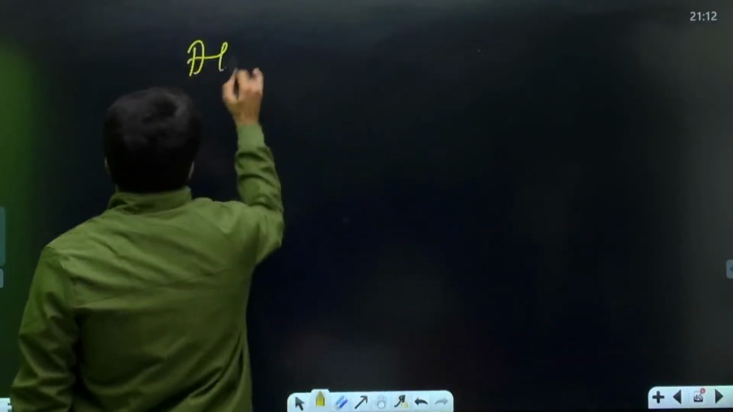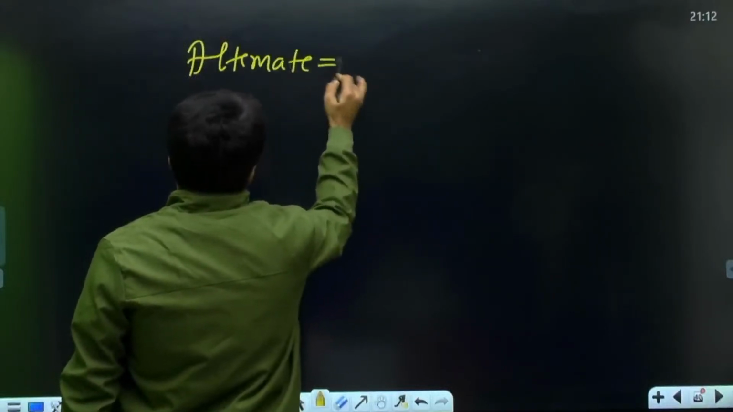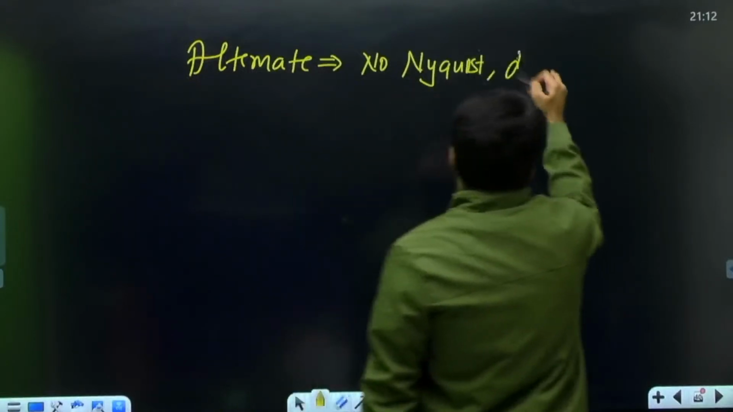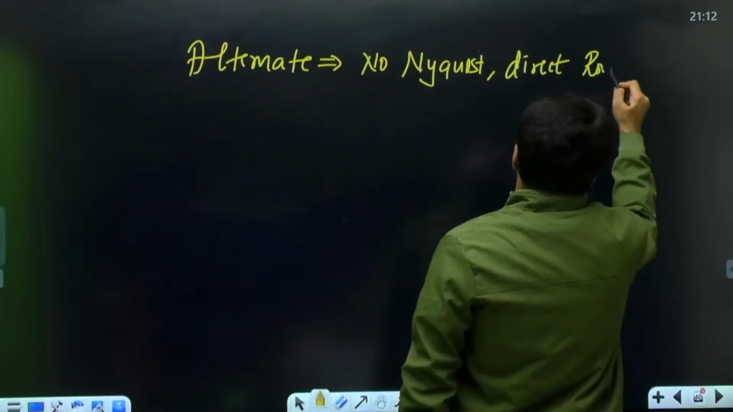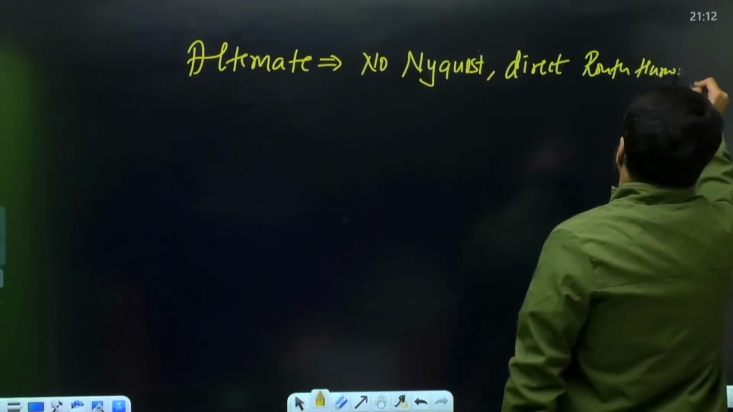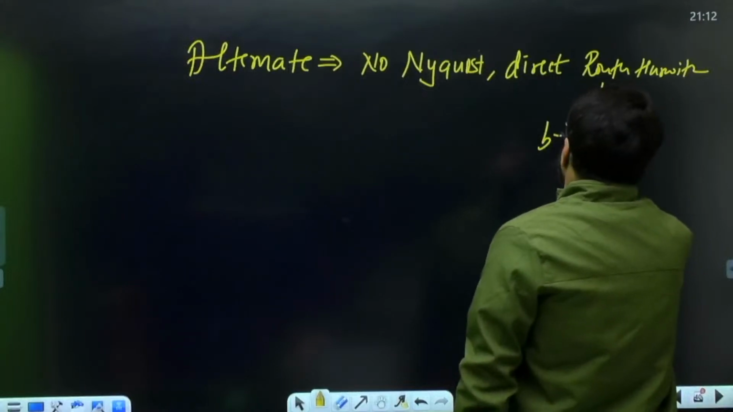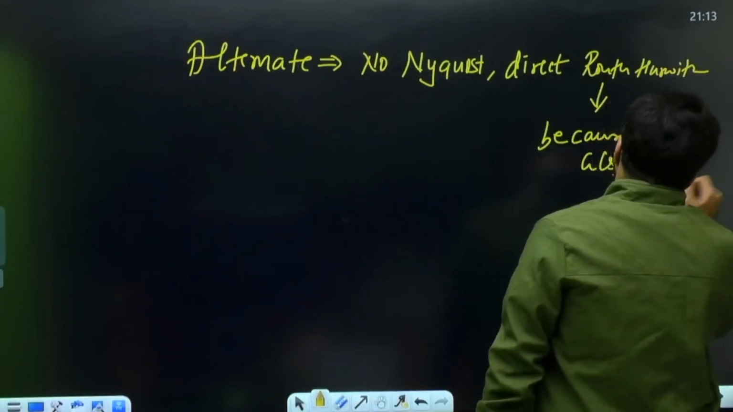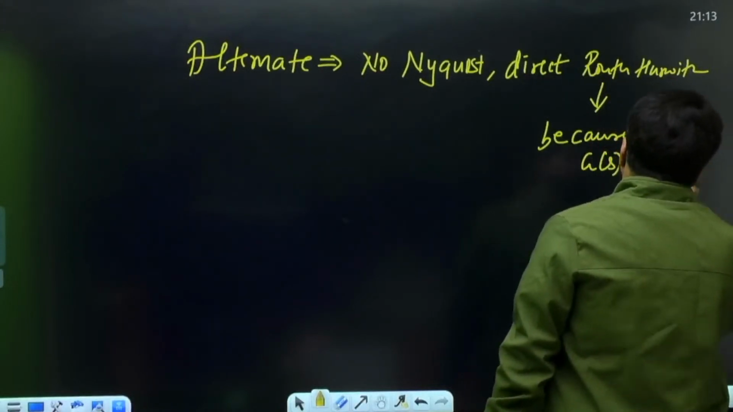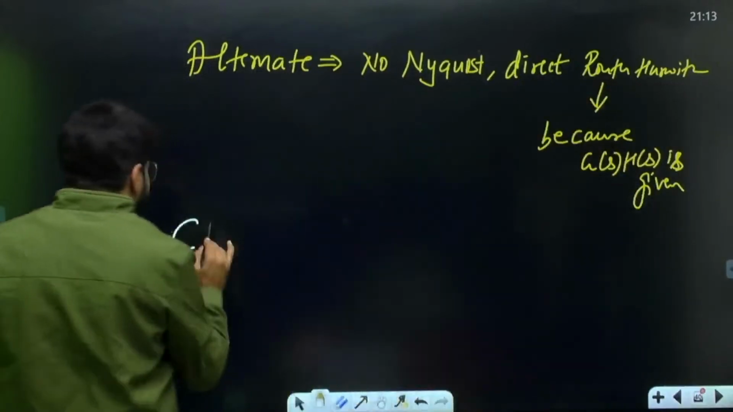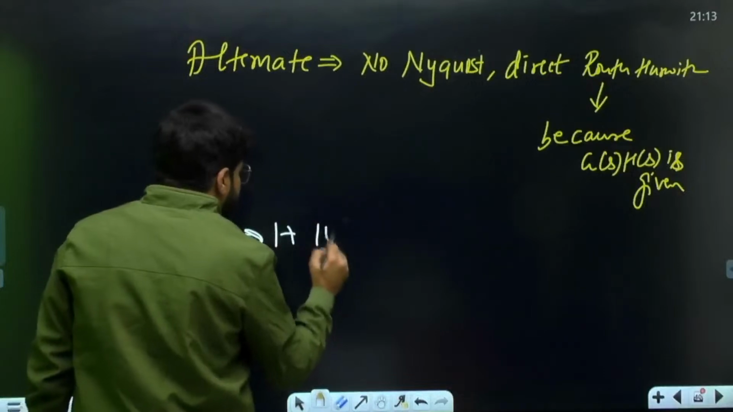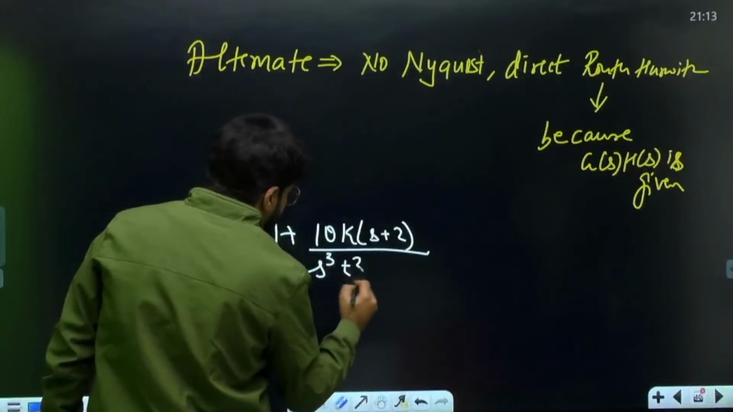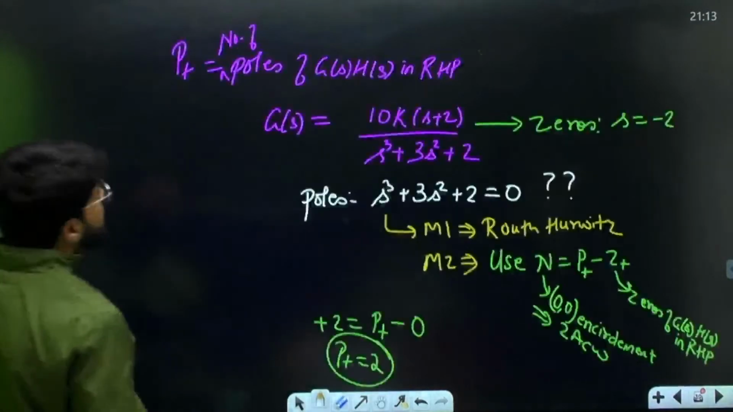Entirely different approach. No Nyquist, not even a single point of it. Direct Routh-Hurwitz. Why can you directly use Routh-Hurwitz? Because GSHS is given, so we can form the characteristic equation. What is the characteristic equation? 1 plus GSHS: 1 plus 10k(s plus 2) upon s cube plus 3s square plus 2.